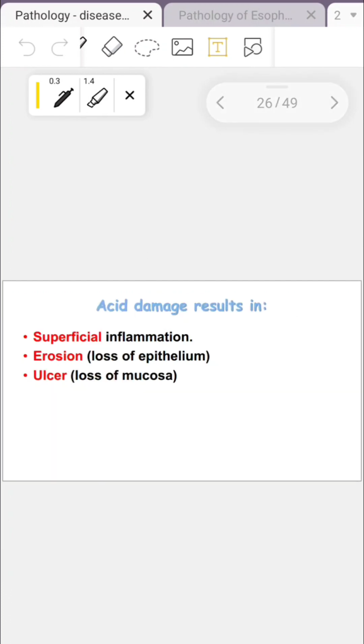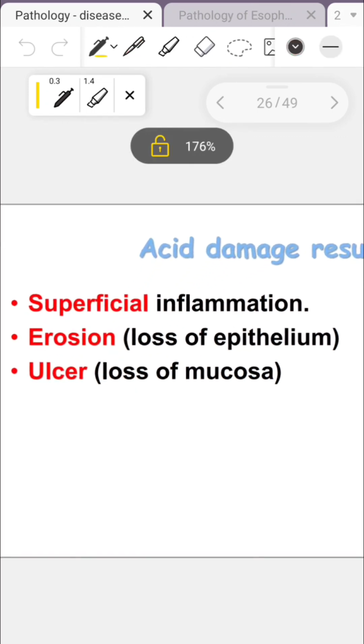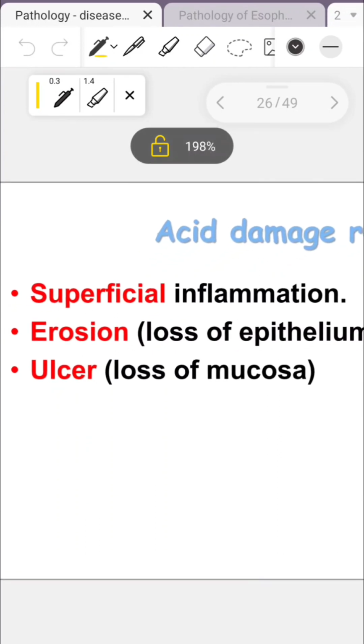These are the consequences: either inflammation only, or erosion, or ulceration. Inflammation means neutrophilic infiltration and damage. Erosion means loss of the surface epithelium only, only the mucosa. An ulcer can be deep, can reach the muscular layer, or even rupture through the muscle layer.